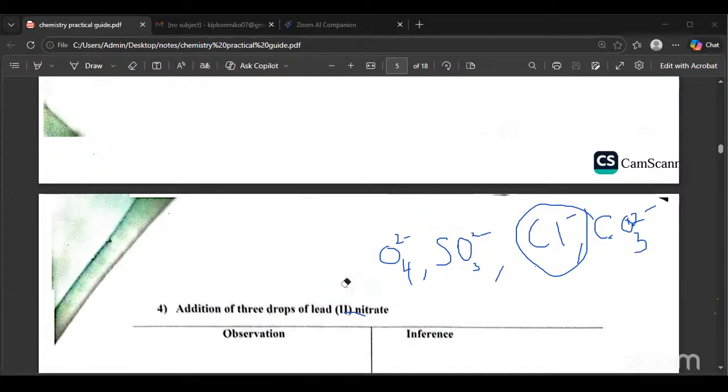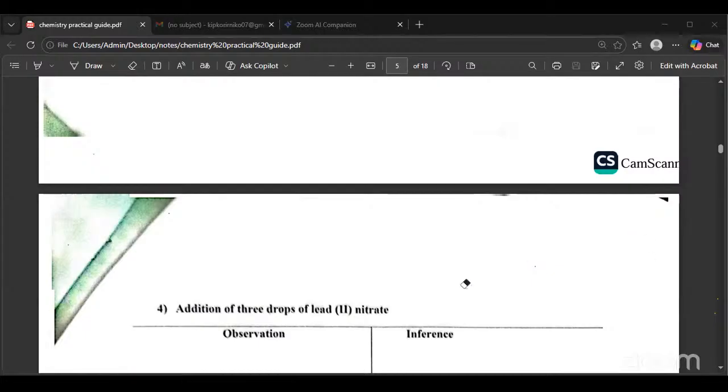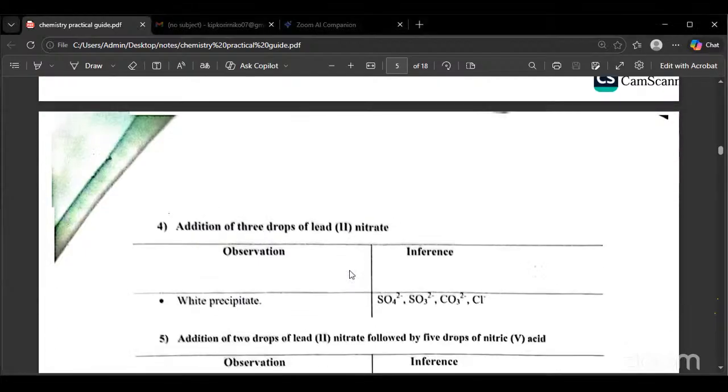So lead nitrate, lead 2 nitrate is normally used to test for sulfates, sulfites, chloride, and carbonates. And as I said, there is no problem, you can write only 2 of them. You don't have to write the 3 or the 4. So when it forms a white precipitate, you have sulfates, sulfites, carbonates, and chlorides. But the major ones that we talk about, we do not normally talk about the carbonates mostly, but we majorly talk about the sulfates, sulfites, and the chlorides.